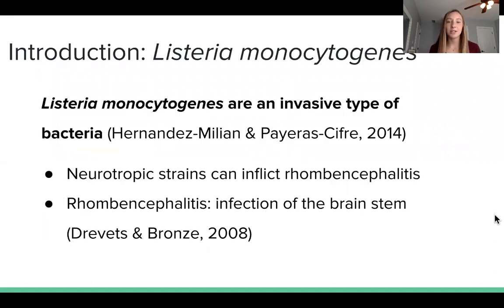For this research, I was working with Listeria monocytogenes. Listeria is an invasive type of bacteria that most commonly causes infections amongst immunocompromised patients. Certain strains, however, called neurotropic strains, can inflict rhombencephalitis, and rhombencephalitis is an infection of the brainstem. What's unique about rhombencephalitis is that it can be extremely dangerous and it can infect healthy patients, leaving them with persisting and lasting neurological deficits. Currently, there's a big gap in understanding of neurotropism and how rhombencephalitis works, and it could also suggest that Listeria infections are more dependent upon the strain than upon the patient.